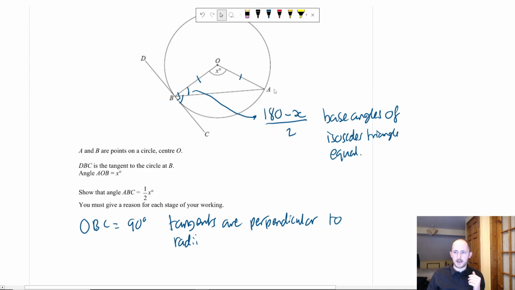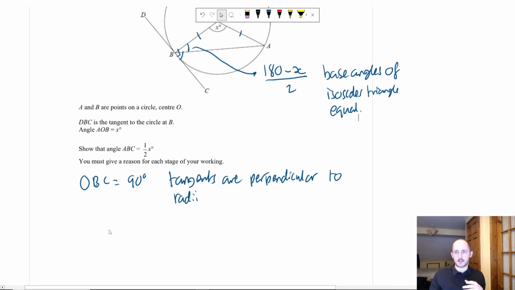And so to work out the angle ABC, well, the whole angle should be 90 degrees, and we already have this 180 minus x over 2. So what we're going to do is say that this angle, so angle ABC, is equal to 90 minus 180 minus x over 2.